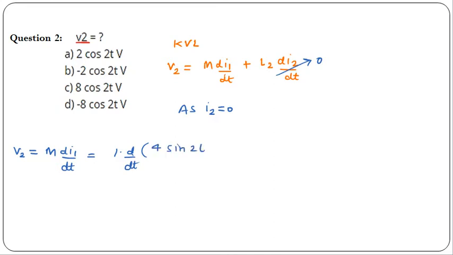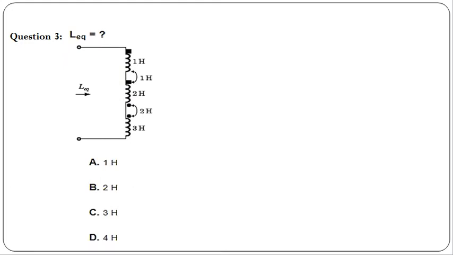So we will differentiate this. It will be equal to 4, and the derivative of sine 2t is cos of 2t into 2. So this will be equal to 8 into cos of 2t. The unit is volt. So option C is correct. Now let us see the next question.